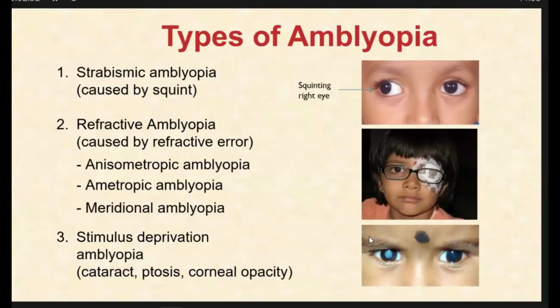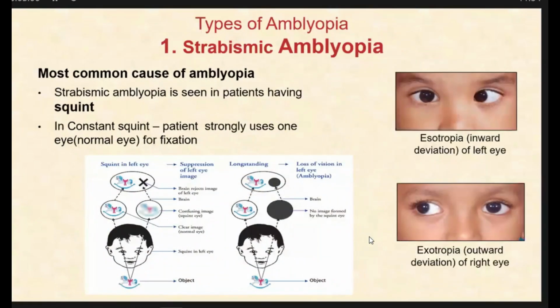Strabismic amblyopia is mostly caused by squint: esotropia, exotropia, hypertropia or hypotropia. Refractive amblyopia is caused by refractive error: anisometropic amblyopia, isometropic amblyopia, or meridional amblyopia. Stimulus deprivation, as we all know, can be caused by cataract, corneal opacity, or any form of visual deprivation that occurs in the critical period of time. We will go into a little more detail in the types of amblyopia.